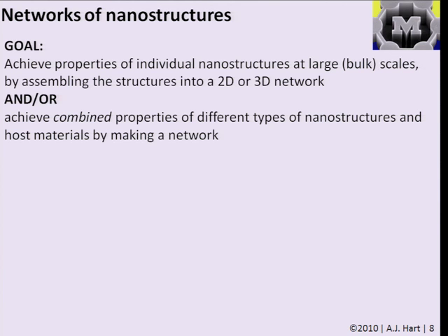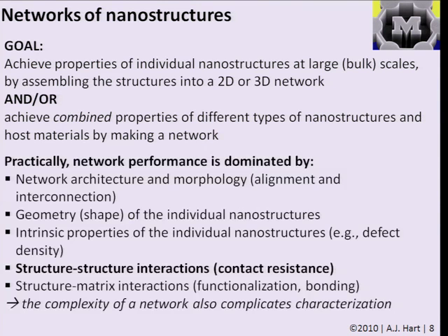And also other goals might be to achieve combined properties of different types of structures. We won't touch on this so much, but this is also an emerging interest. For example, if you wanted to achieve characteristics of a metallic material and a semiconducting material, or achieve characteristics of two types of semiconductors that, say, have different colors, you could simply try to mix them in a network and achieve some hybrid property.